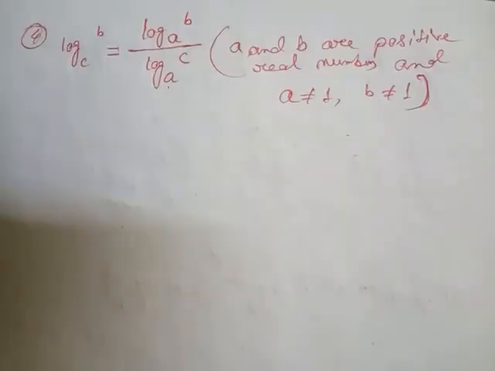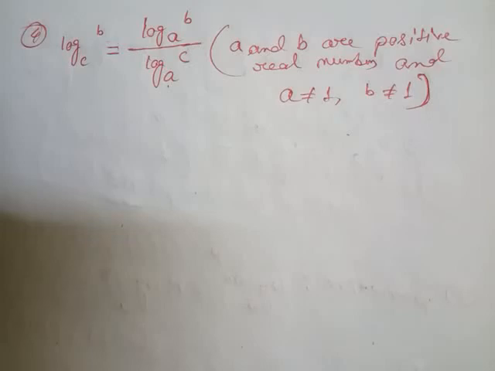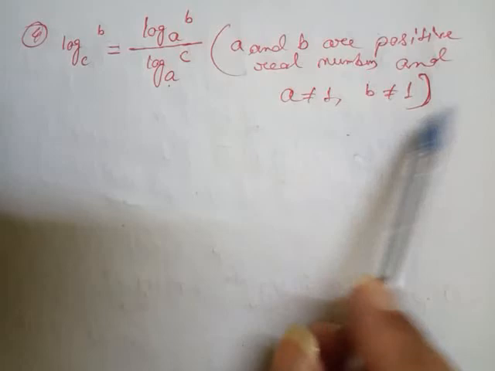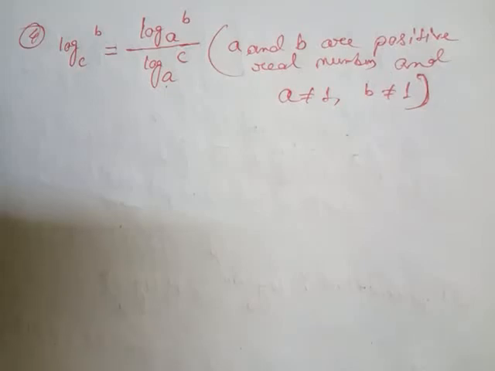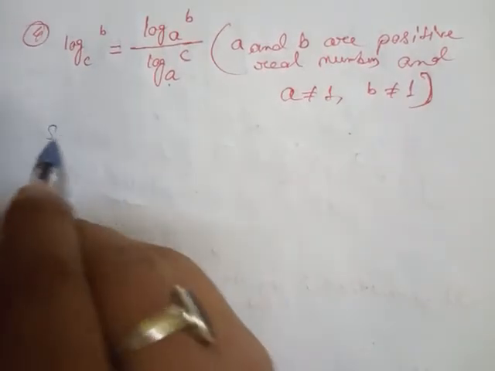Now look students, question number 4. The formula is log b base c equals log b base a by log c base a, where a and b are positive real numbers, and a is not equal to 1, b is not equal to 1, which means it is clear that the value of a and b is not equal to 1, and both are real numbers. Real number means it may be rational or irrational also. Now how to solve this one? We'll write here the solution now.